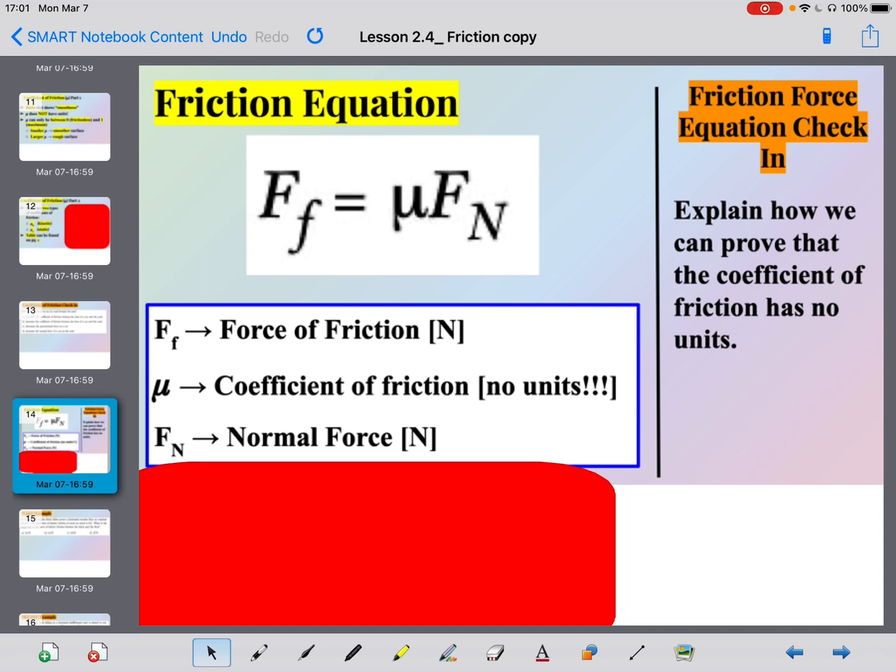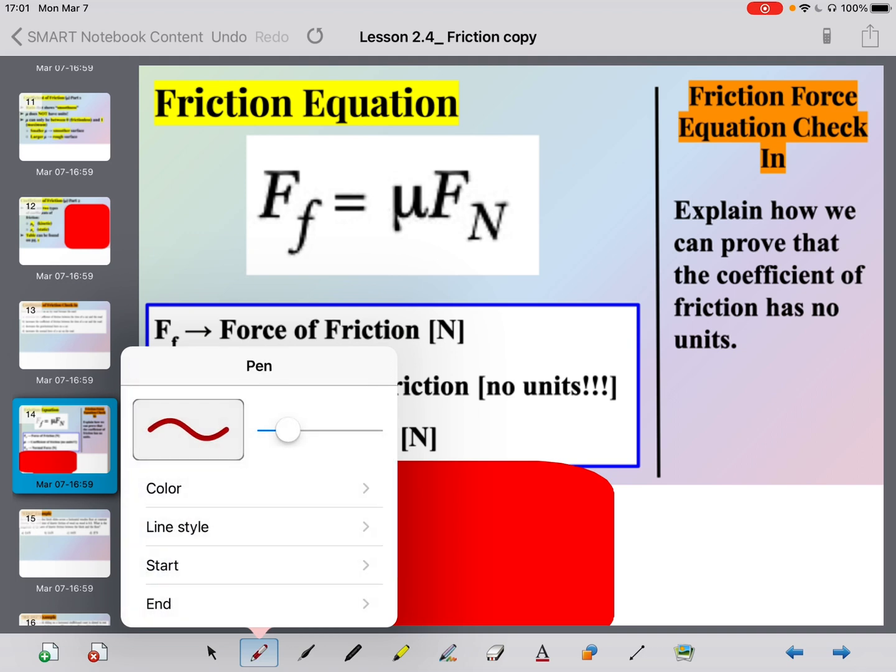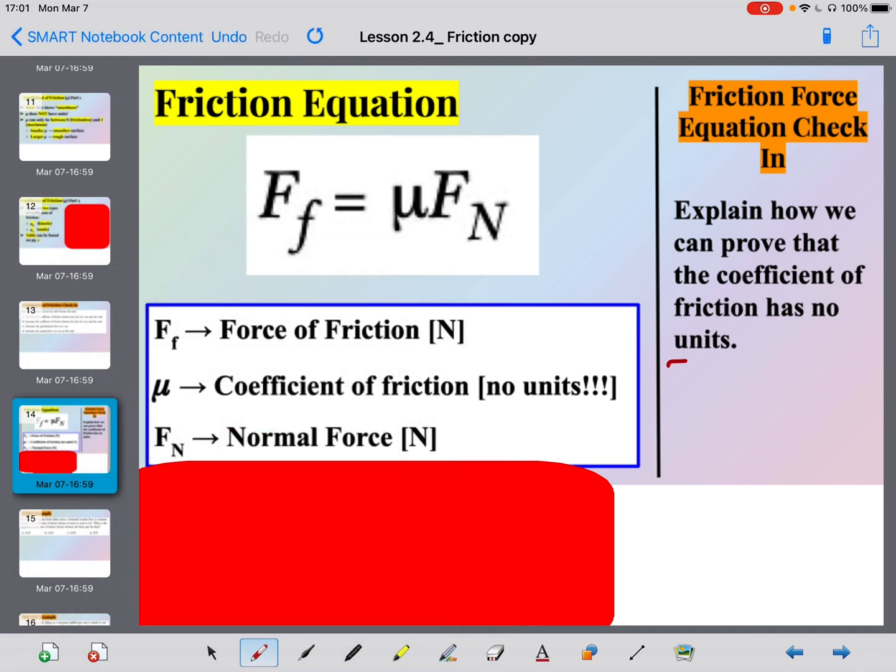So now, let's prove how the coefficient of friction has no unit. So, as we know, we have Ff equals mu Fn. If I wanted to get mu by itself, mu and Fn are held together by multiplication. In order for me to get mu isolated, I would have to divide Fn on both sides. It cancels out on the right. Then you would do Ff divided by Fn. Mu equals Ff over Fn.